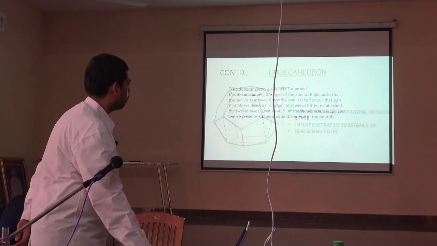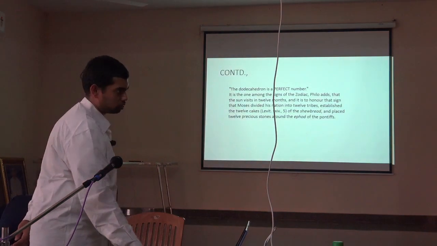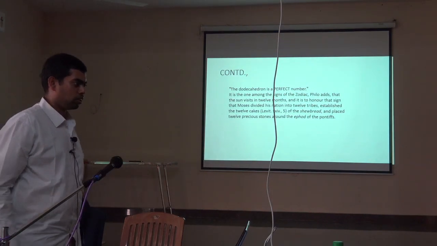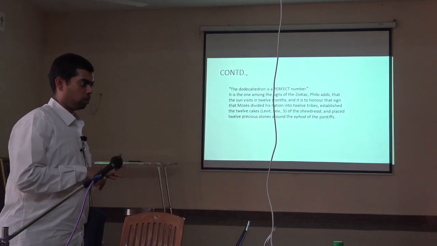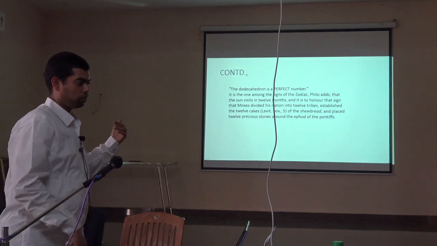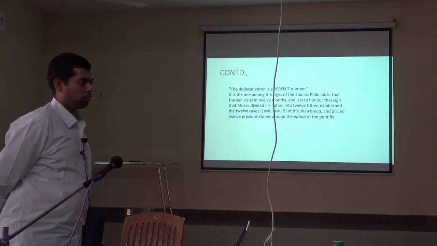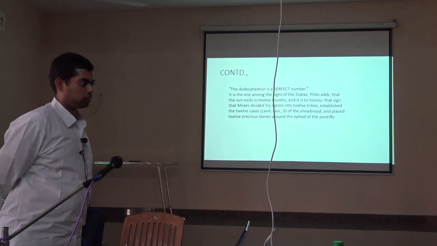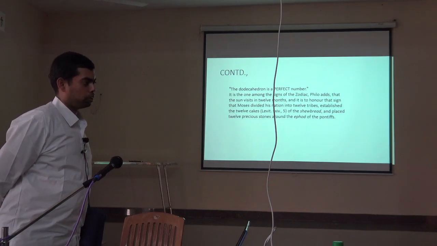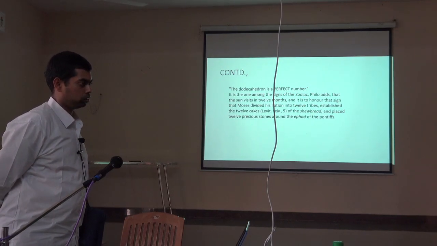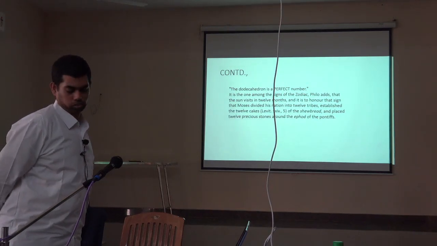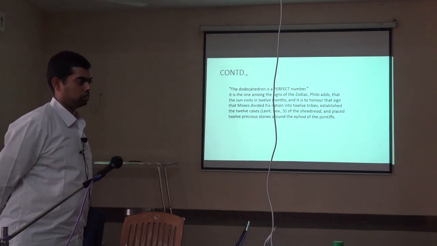So from this the remaining 4 elements came. 4 elements. Earth, water, fire, air. So this is the 5th one. This is the symbol of ether. So this dodecahedron represents the number 12. Symbol of creation.